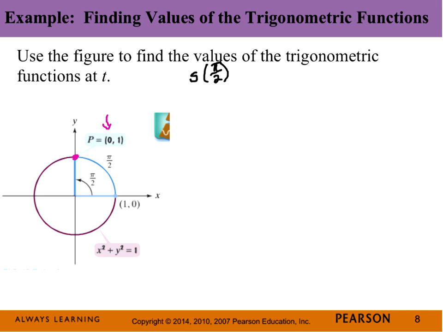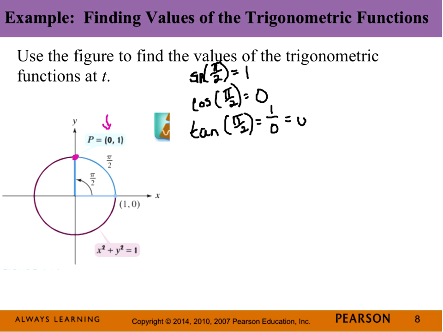Sine of pi over 2 is equal to my y-coordinate, 1. Oh, that's just the sine, sorry. The cosine of pi over 2 is equal to my x value, which is 0. The tangent of pi over 2 is equal to y over x. Well, division by 0 is undefined.